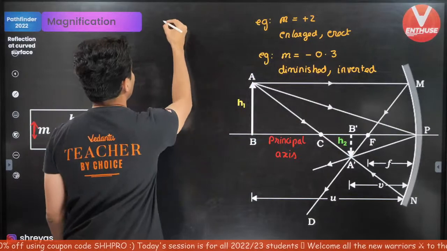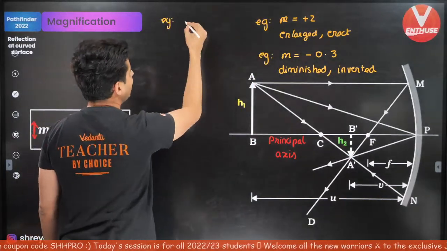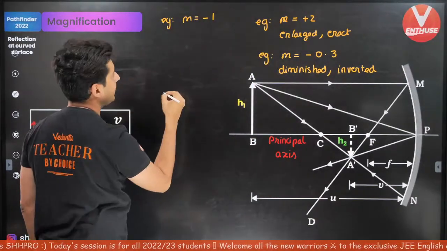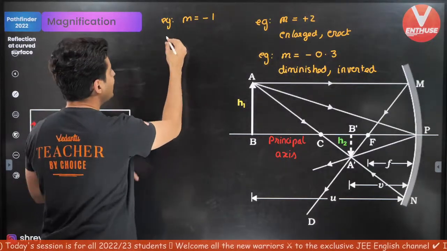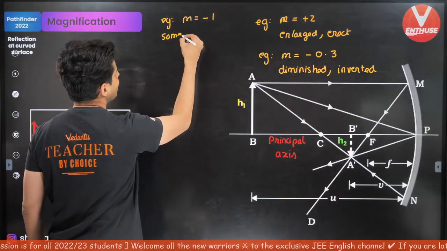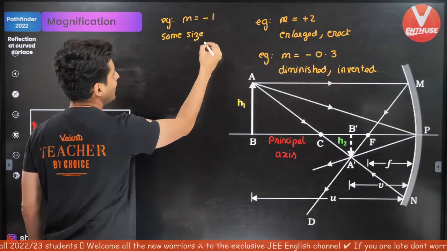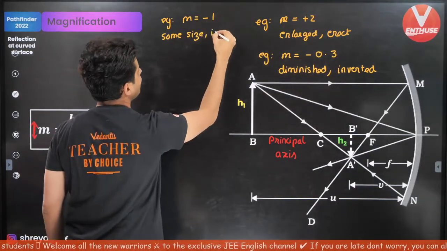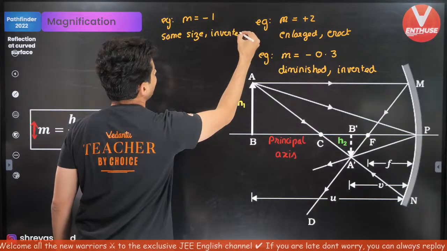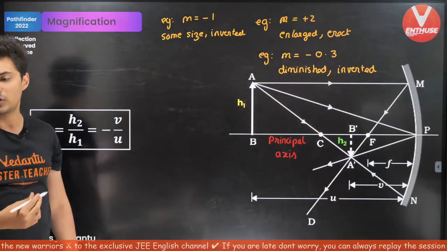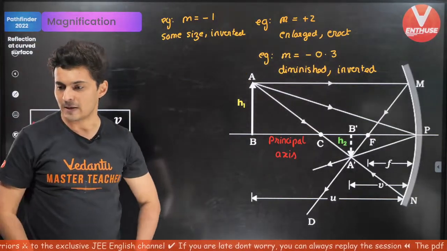Got it? Another example. Let's say the magnification is -1. That means the image is of the same size, and minus stands for inversion. So the image is inverted in nature. That's how you can get it. I hope this is clear.